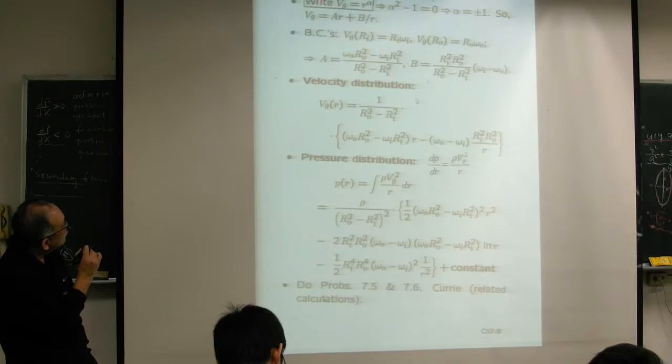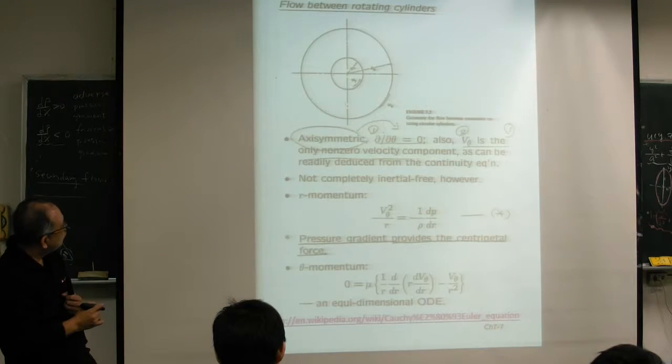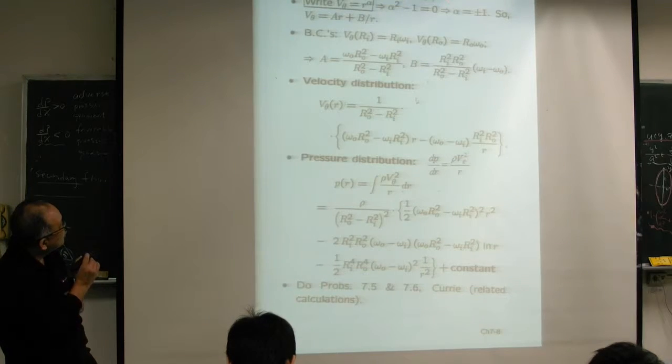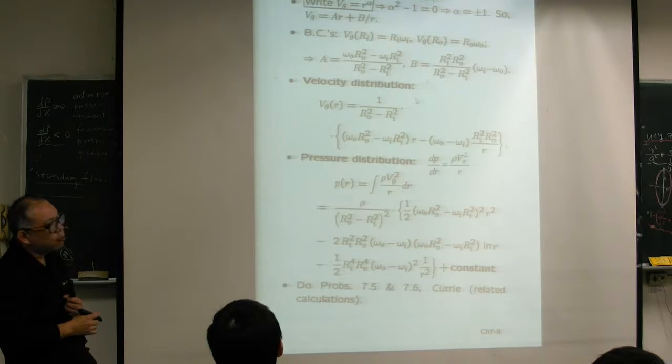So we assume this V theta is r to the alpha order, and substitute this V theta equal to r to the alpha into what? Into this equation here. Okay, and we can find out our solution form. So you can find out alpha should be equal to positive or negative 1. This is our constant alpha here. So we have a solution form like this: A r plus B over r.